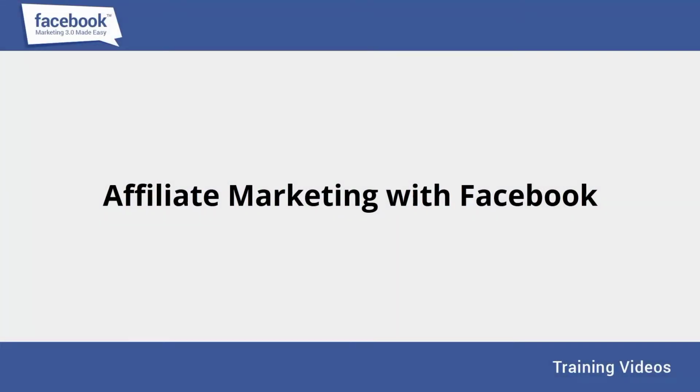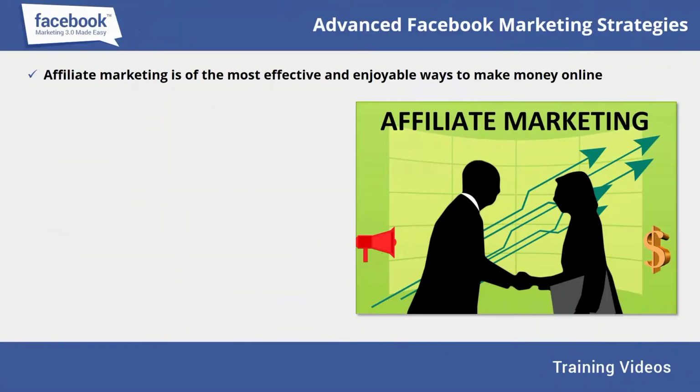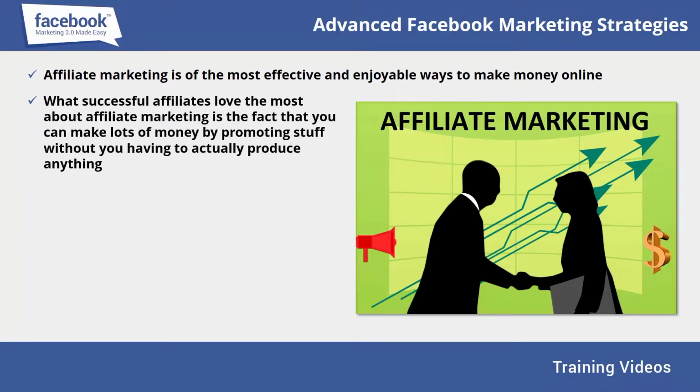Affiliate marketing with Facebook. Affiliate marketing is one of the most effective and enjoyable ways to make money online because it involves a lot of discovery on your part, especially when you start finding out the types of affiliate offers that do work on your affiliate sites. What successful affiliates love the most about affiliate marketing is the fact that you can make lots of money by promoting stuff without having to actually produce anything. Merchants will provide the products for you to promote, and affiliate networks will provide the logistics and the ad units, leaving you to only use your preferred marketing channel.